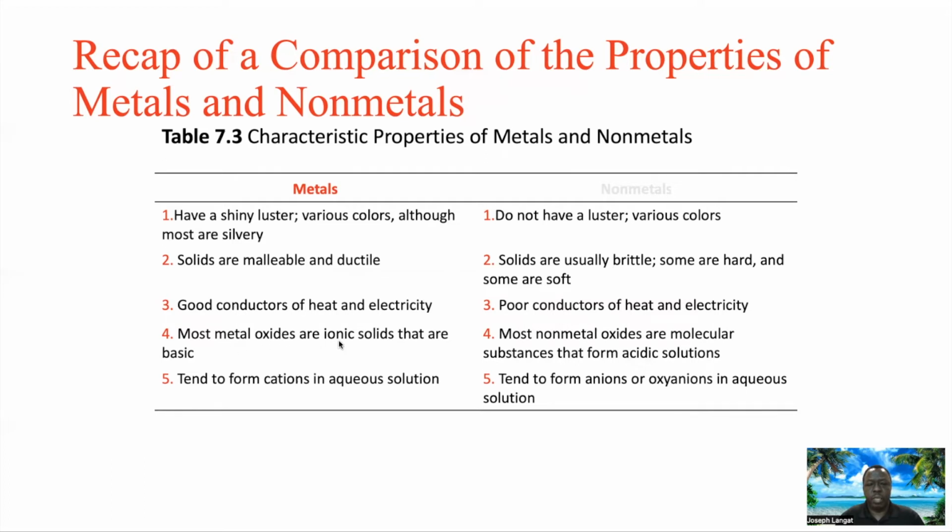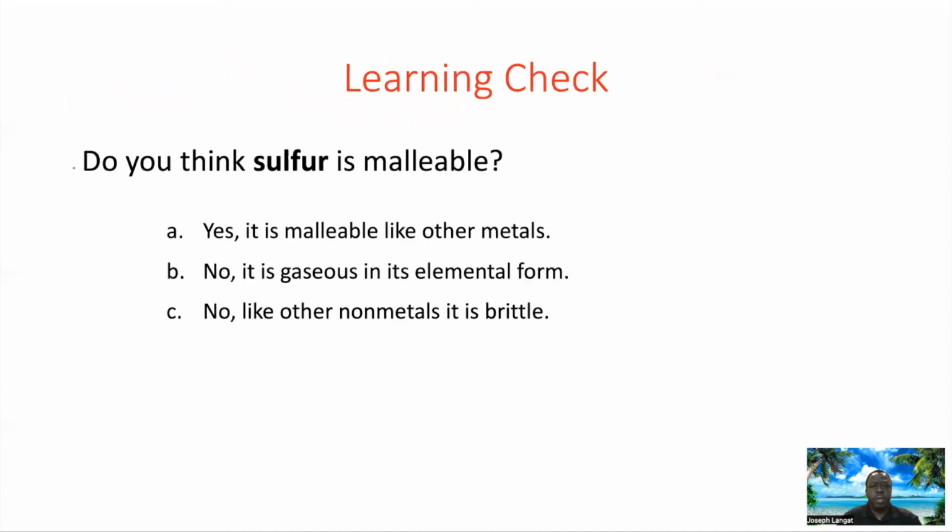Metals are good conductors of electricity, non-metals are poor conductors of electricity. Most metal oxides are ionic solids. Most non-metal oxides are molecular compounds. Metals tend to form cations, non-metals tend to form anions, negatively charged particles, or oxyanions in aqueous solution. You can make your own notes on that.